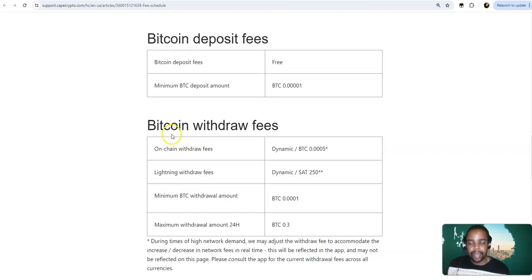Okay, this is the breaking down, of course, of Bitcoin units. You can break them down. You have Bitcents, you have UBITS, you have Satoshi, which is the smallest unit of Bitcoin. Bitcoin withdrawal fees, on-chain withdrawal fees: dynamic, BTC, also another 50 Bitcents. Lightning withdrawal fees: dynamic, set 250.